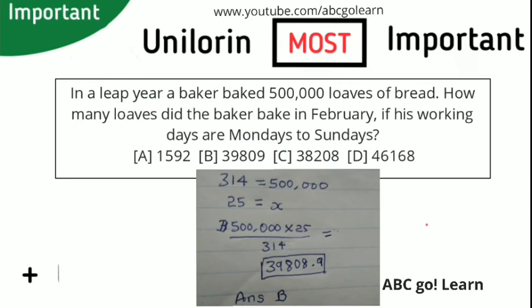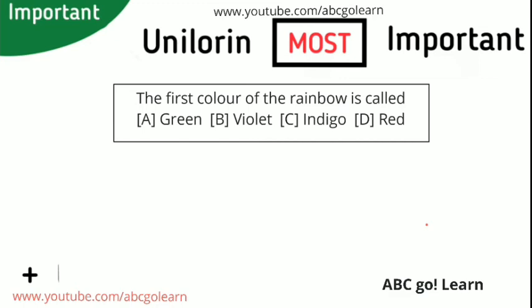So now if we cross multiply, it would give us 25 times 500,000 divided by 314. After solving it, you would get 39,808.9. So approximately, you would get B as the final answer. So the answer is 39,809. Question number 19. The first color of a rainbow is called A. Green, B. Violet, C. Indigo, D. Red.